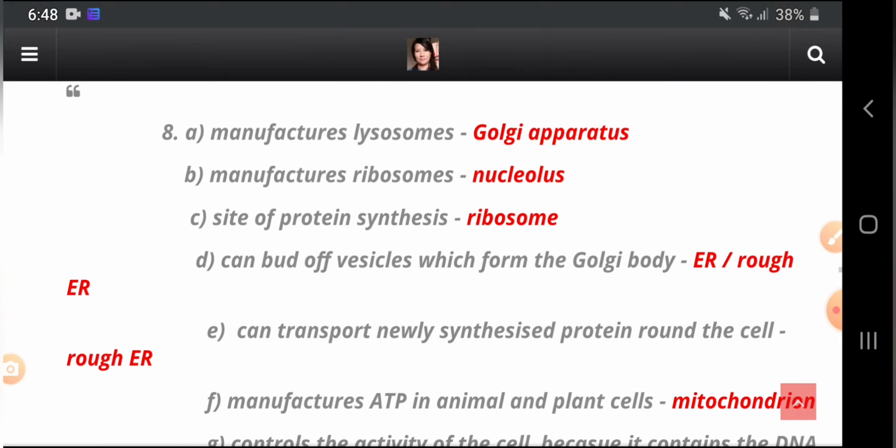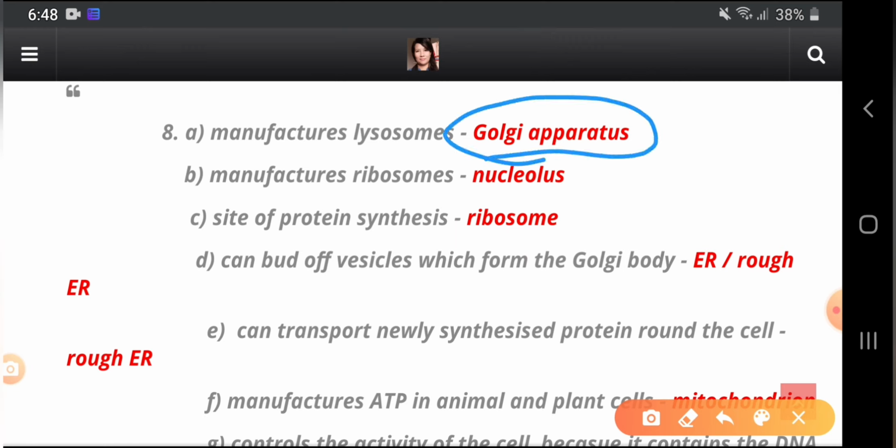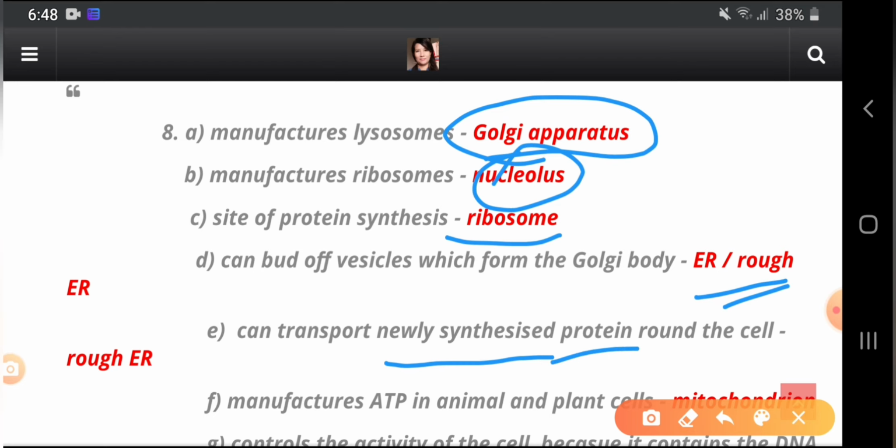Number 8: manufactures lysosome, that is Golgi apparatus. Manufactures ribosome, that is nucleus. Site of protein synthesis, that is ribosome. Can bud off vesicles which form the Golgi body, that is rough ER. Can transport newly synthesized protein round the cell, that is rough ER.